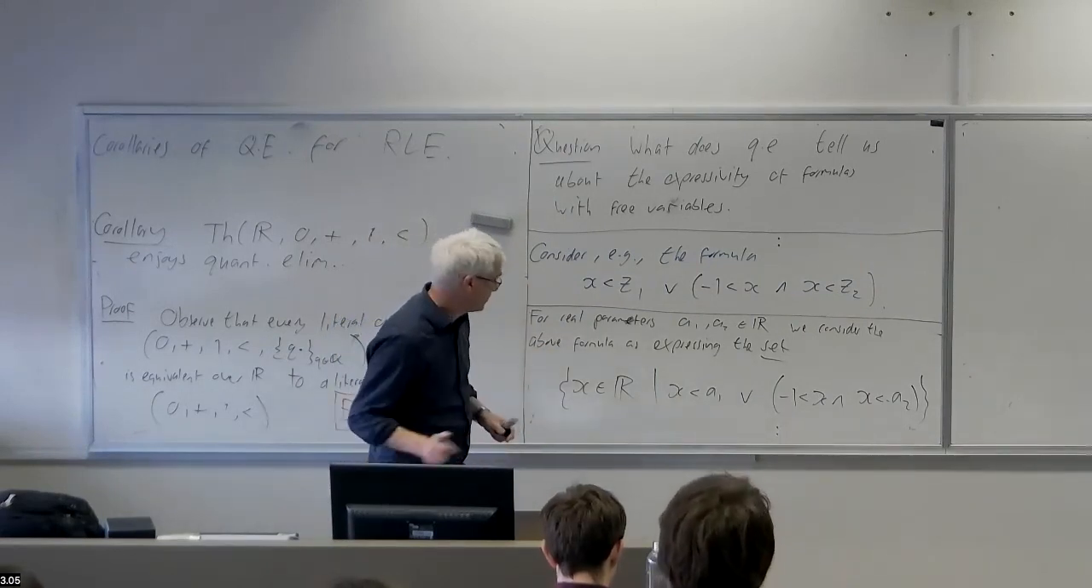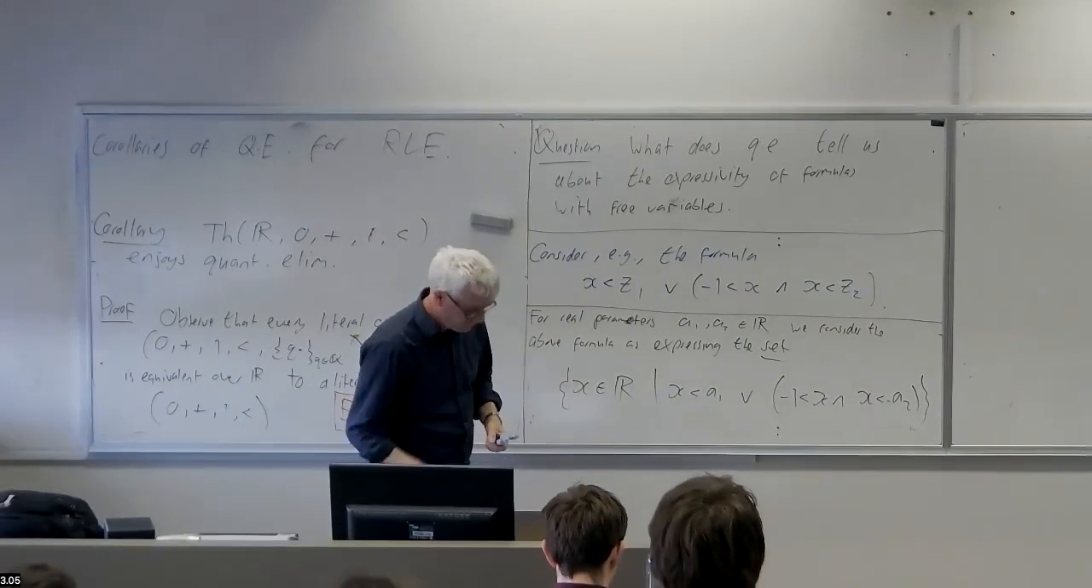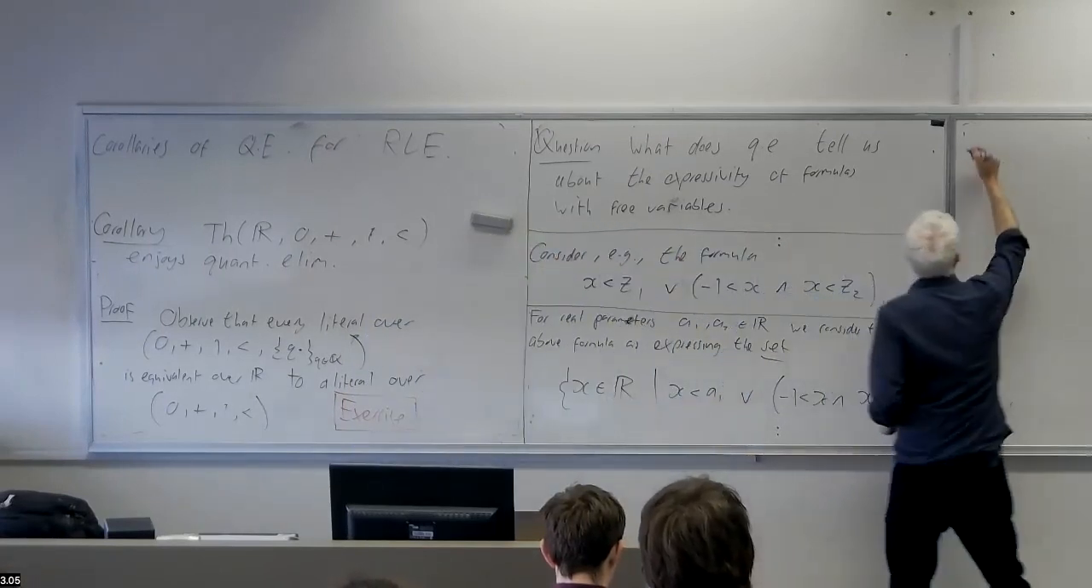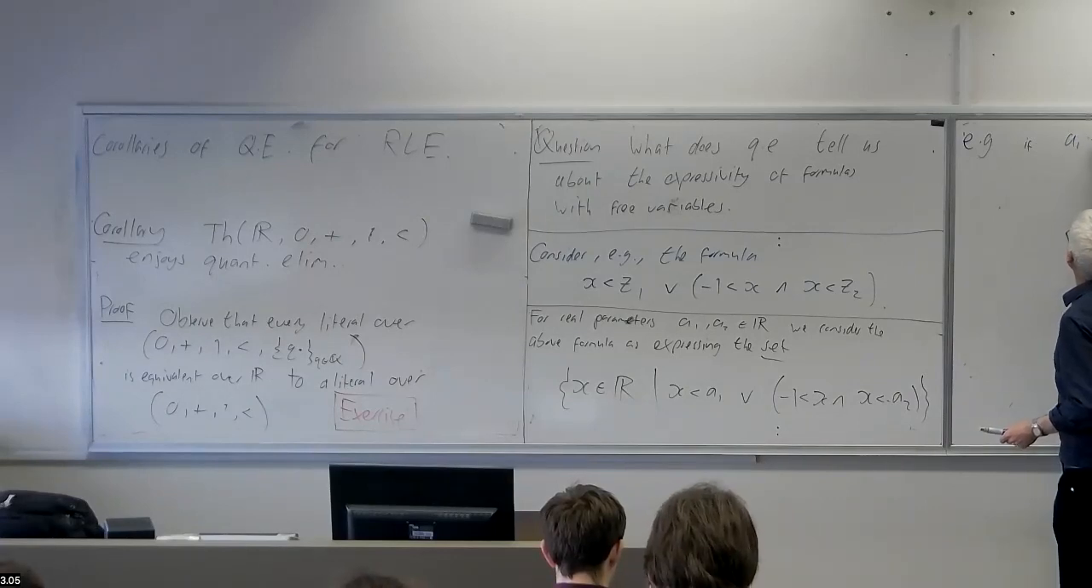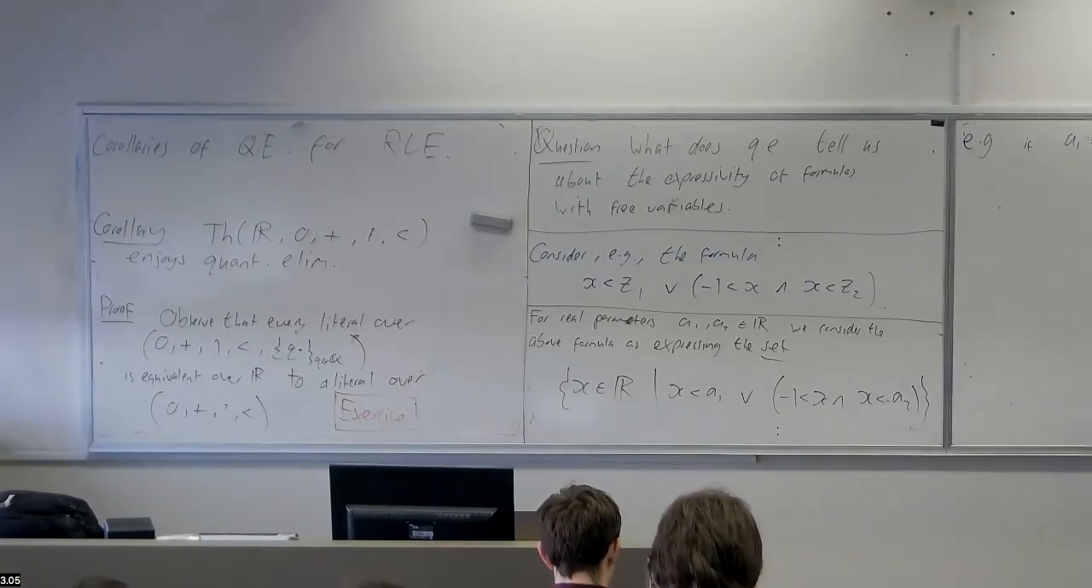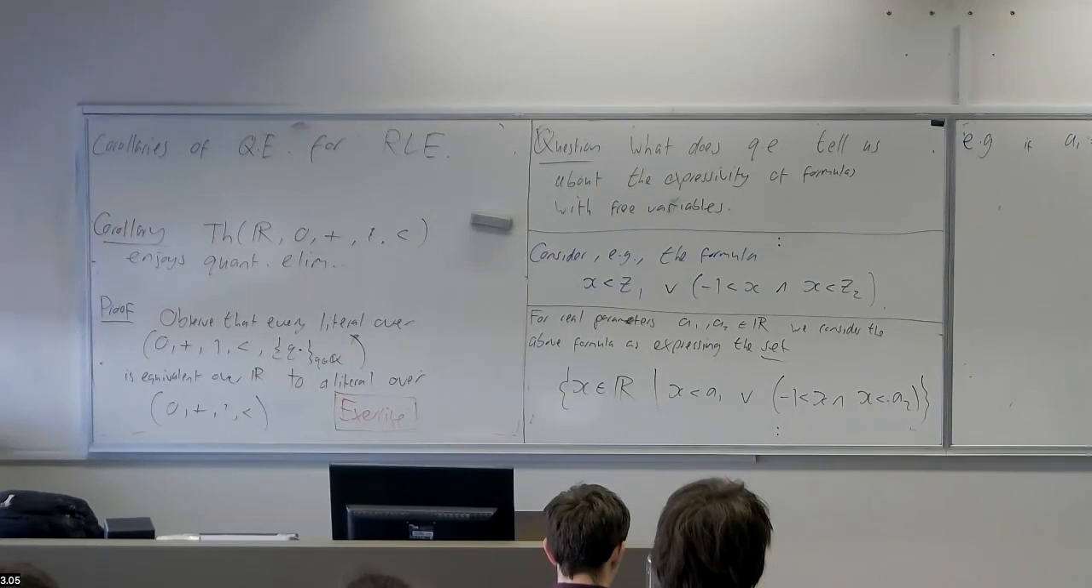So for example, if A1 is minus E, where E is Euler's number, that's certainly not definable in the theory, but it's a perfectly legitimate real number, and A2 is pi.